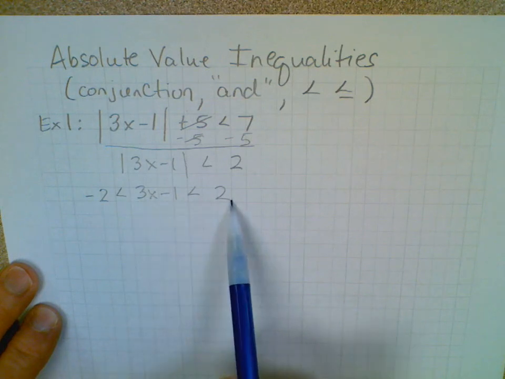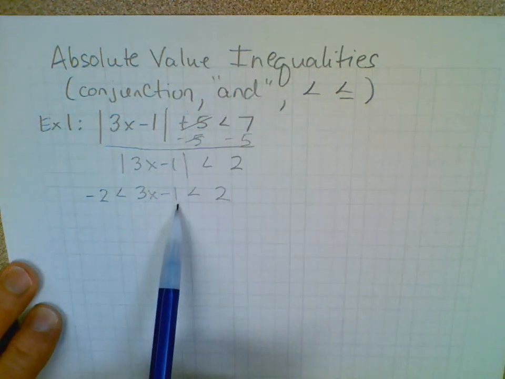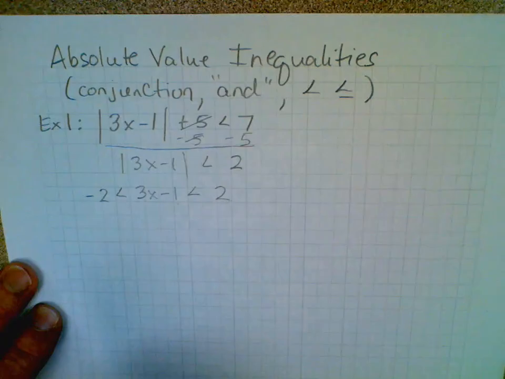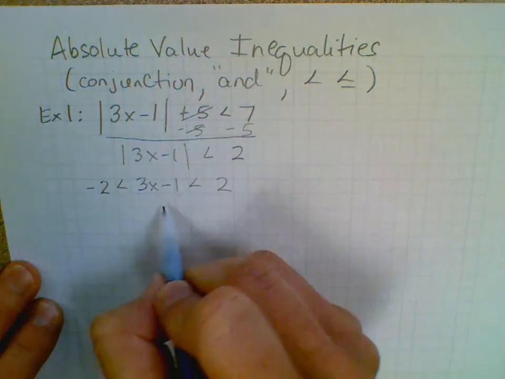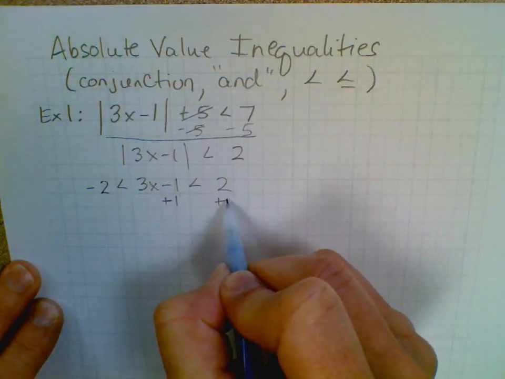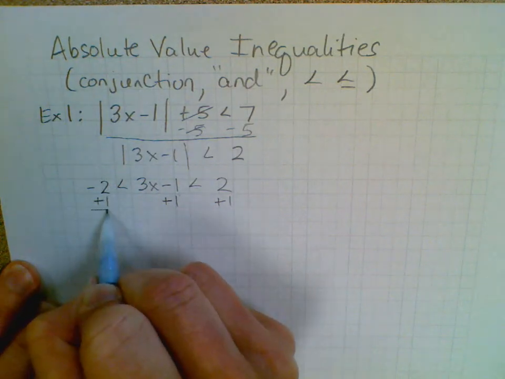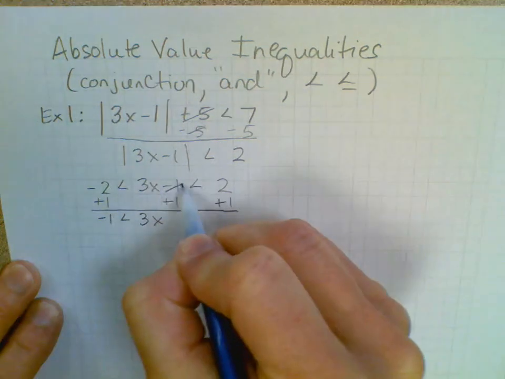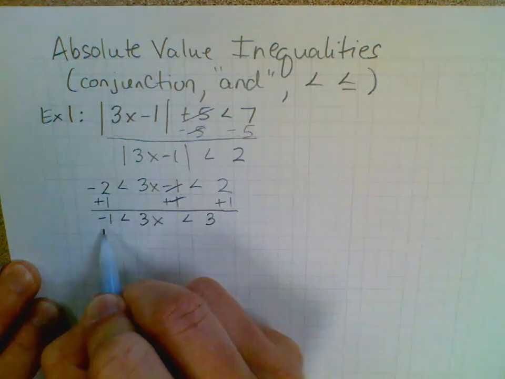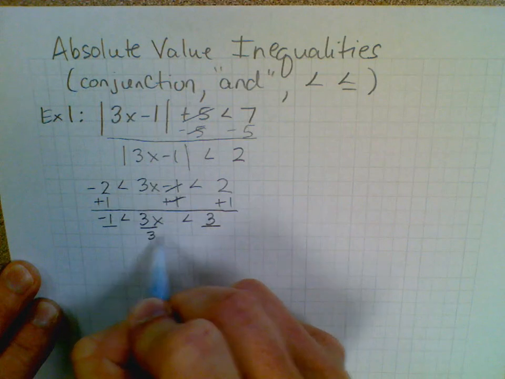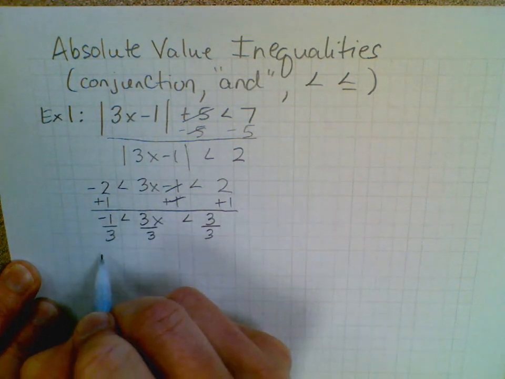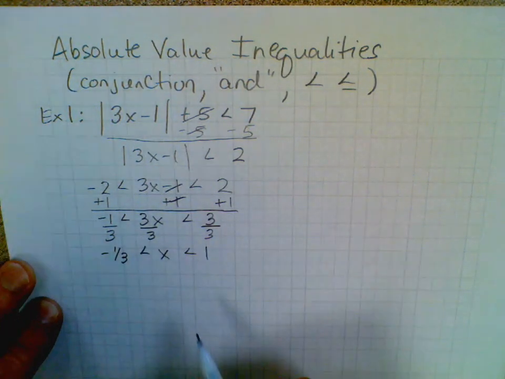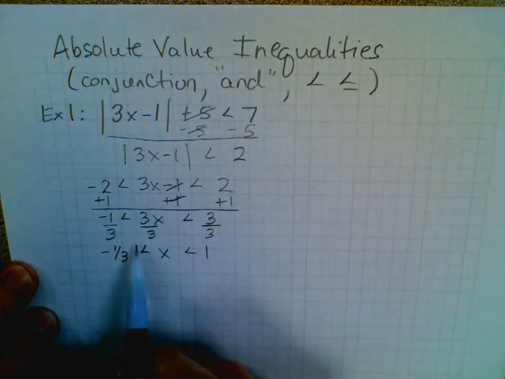This is one of them. And then if you read this one from right to left, this is your other one. 3x minus 1 is greater than negative 2. So now I'm going to solve for x. So I'm going to add 1 all the way across on both sides. And then divide everything by 3. So there's my solution.